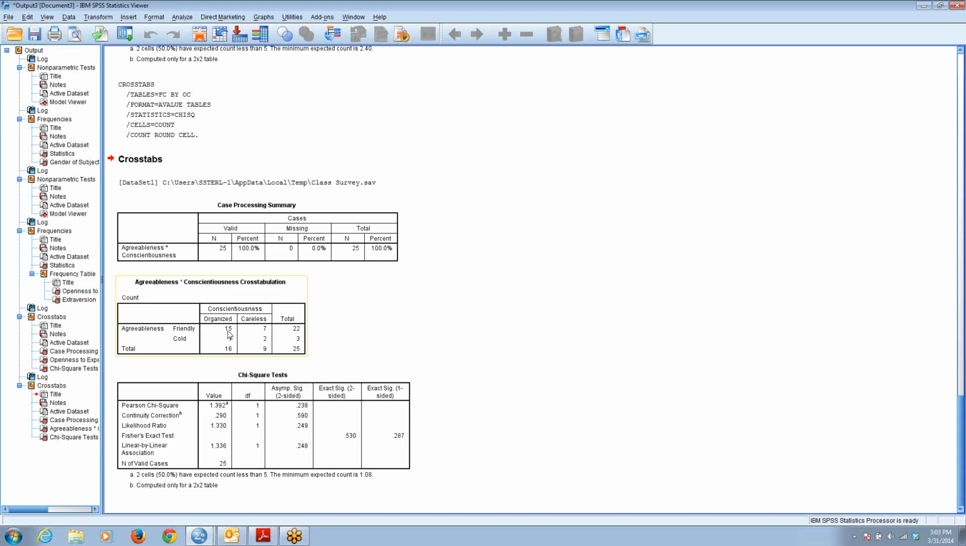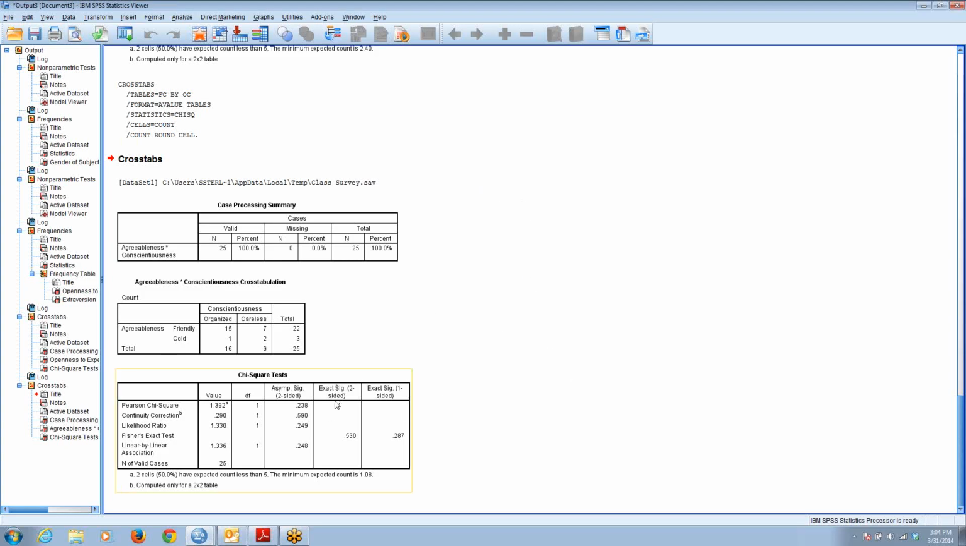But in any case, what we have here is 15 friendly people are considered organized and 7 are considered careless, whereas 1 cold person is organized and 2 are careless. So, you could say half of the people who are friendly are careless, but twice of the people who are cold are careless. So maybe, again, with the bigger sample, you see a relationship that we don't see with this small sample.